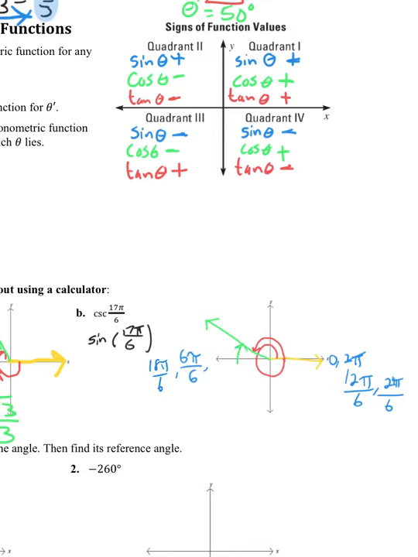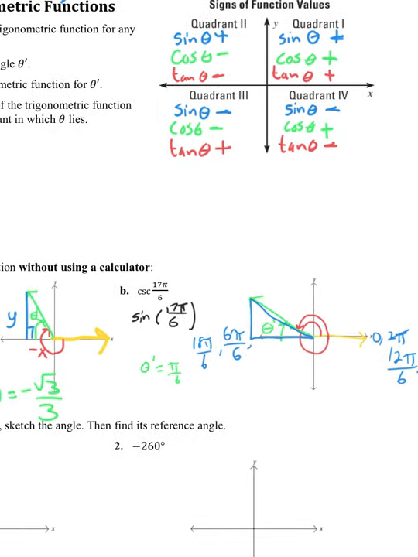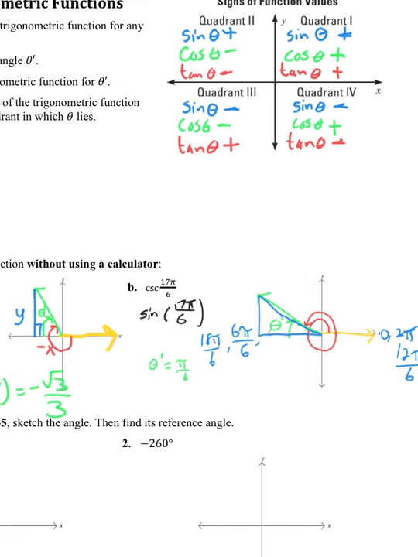And now I need to find my reference angle, angle theta prime, because I'm forming a triangle here. There's my triangle. It turns out that theta prime is pi over 6. Okay. Now we can get down to it. We want to evaluate sine of pi over 6.